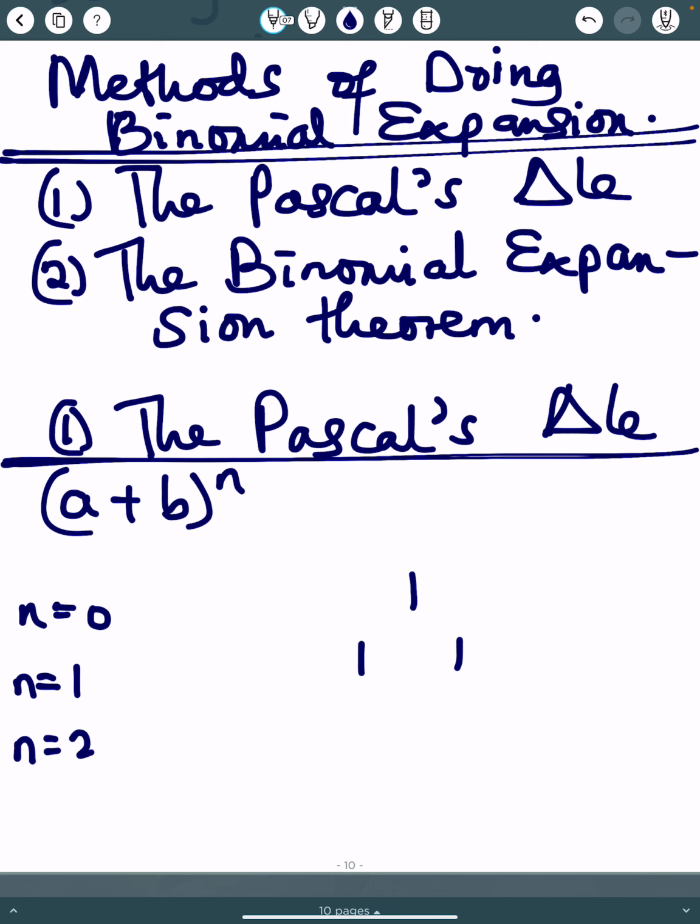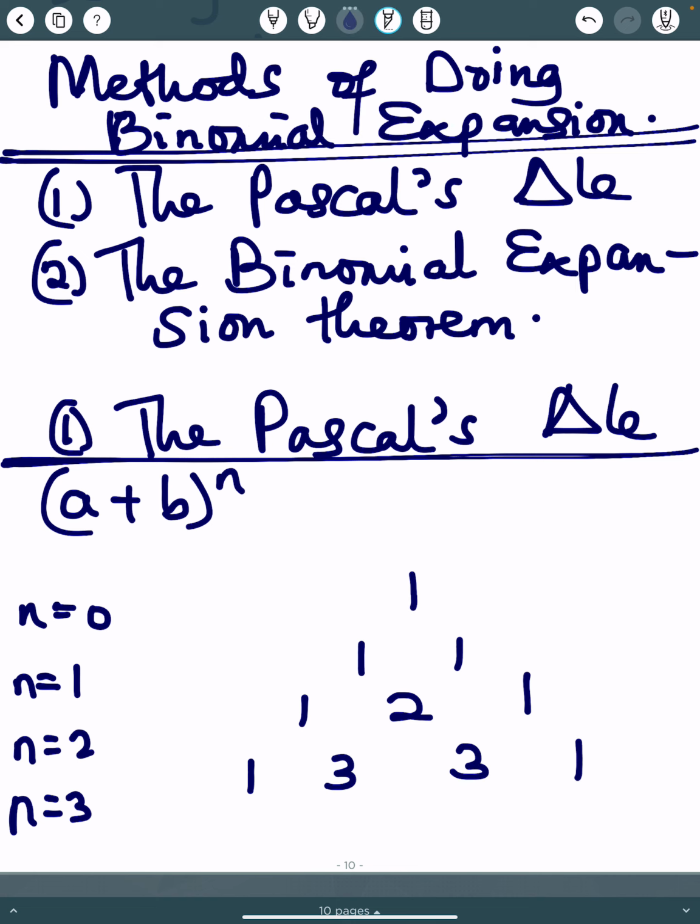When n is 2, there will be three coefficients and it's equal to, just see this as adding 1 plus 0, 1, 1 plus 0, 1. Here, 1 plus 0, 1, 1 plus 1. I'll write the answer in the middle, 2. Then 1 plus 0 here too, 1. So when n is 3, the coefficients are 1, 3, 3, 1.